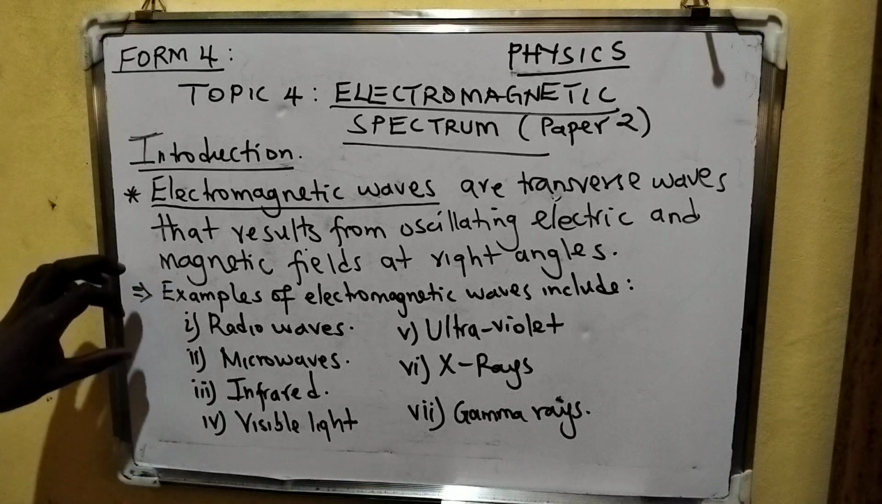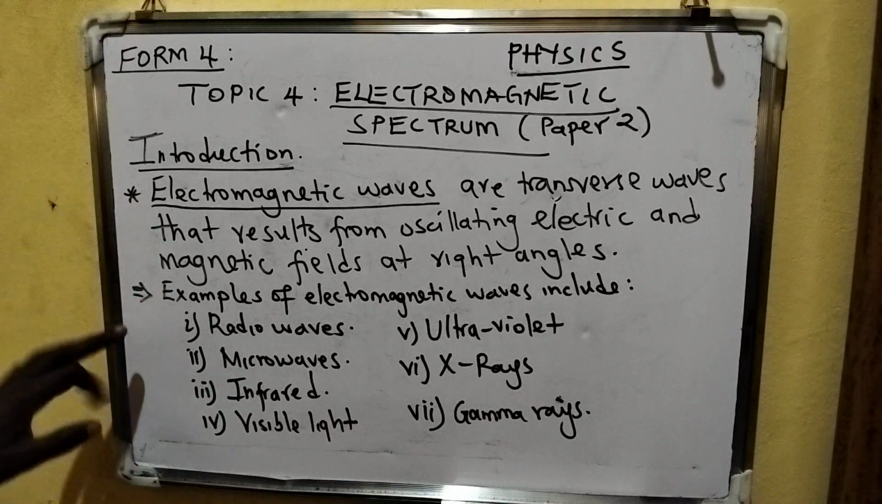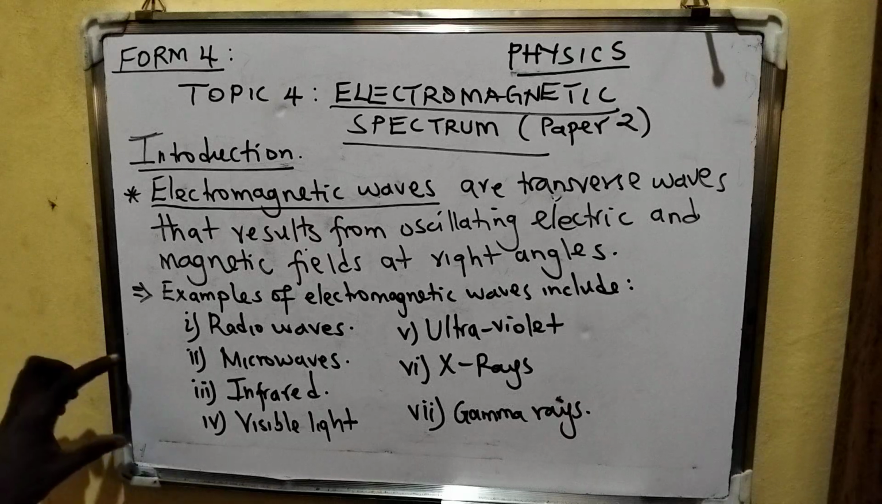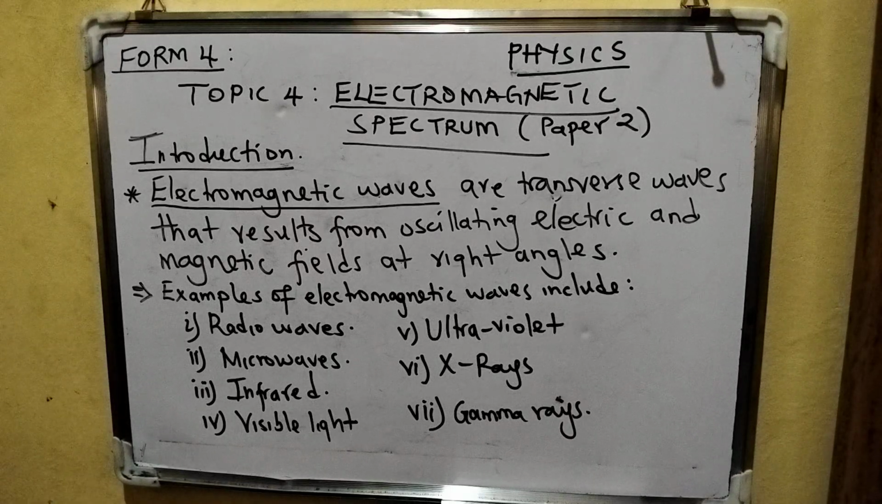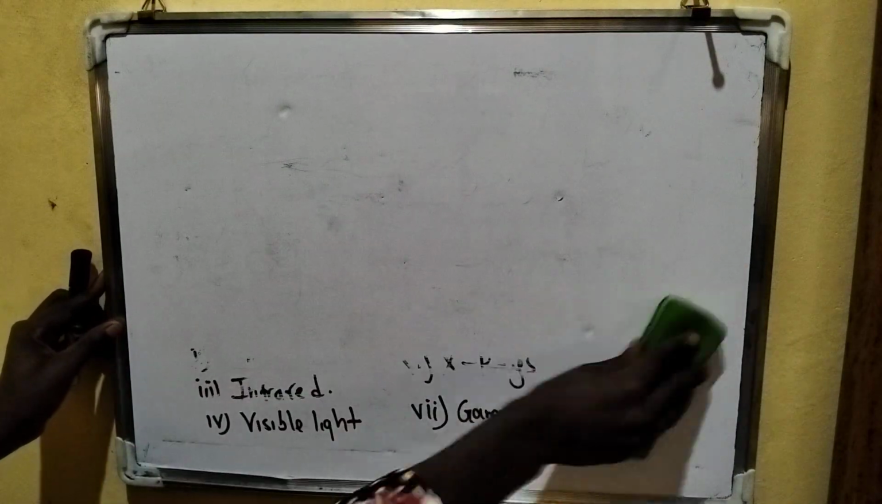So students, remember, we can ask you to define electromagnetic waves, and then number 2, give some examples of electromagnetic waves. It is important to note that these electromagnetic waves, when they are arranged in order of their frequencies or wavelength, form what we call the electromagnetic spectrum. So it is important for us to define electromagnetic spectrum. What is electromagnetic spectrum? Let us give that definition.